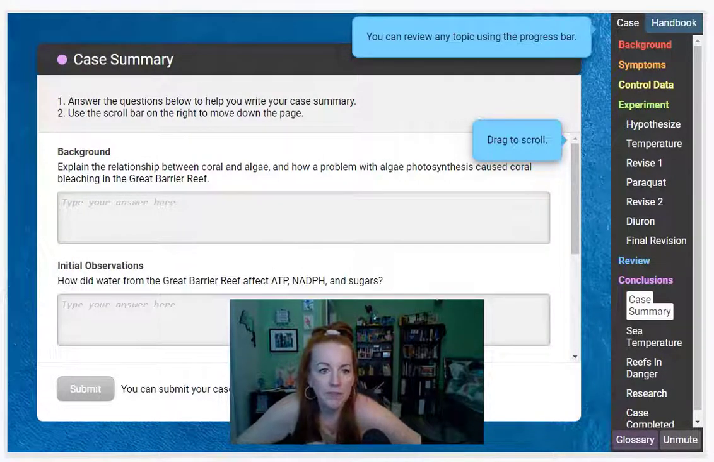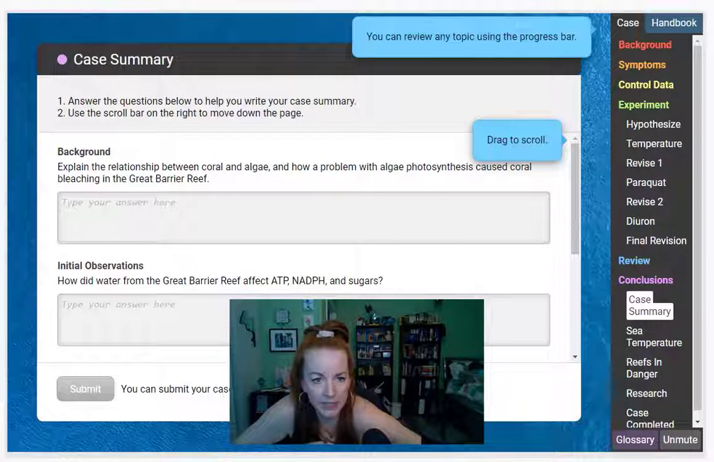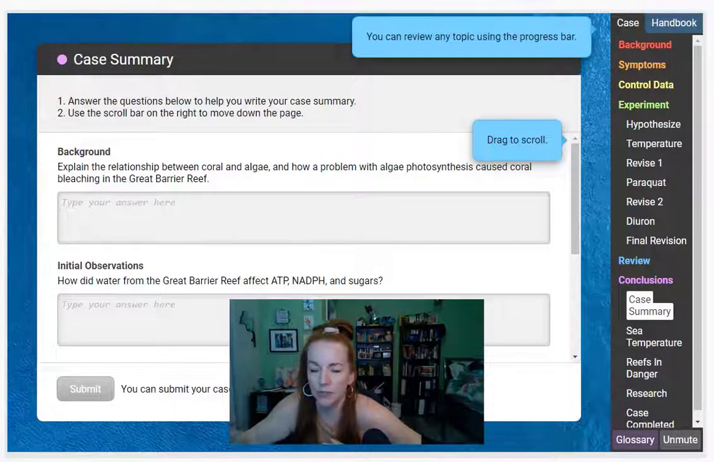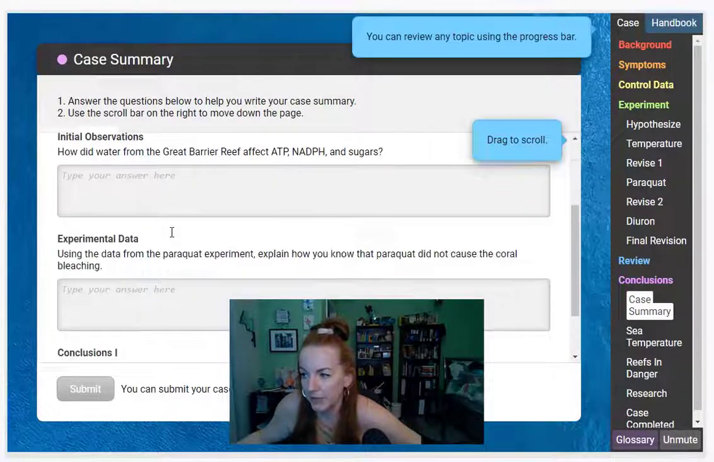You'll get a point for talking about the Great Barrier Reef water and what it was inhibiting. You'll also get a point for that question for telling me what happened to photosynthesis due to the concentrations of ATP, NADPH, and the sugar. So what happened as a result of the photosynthesis process. Okay, so that's your initial observations. And again, you can go back in that part of the experiment and figure that out.